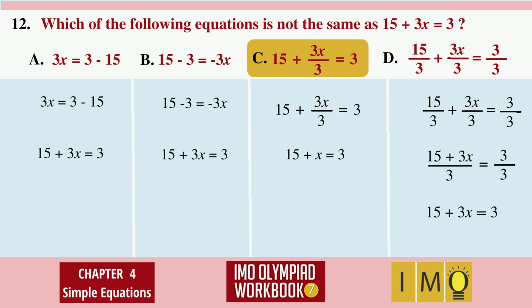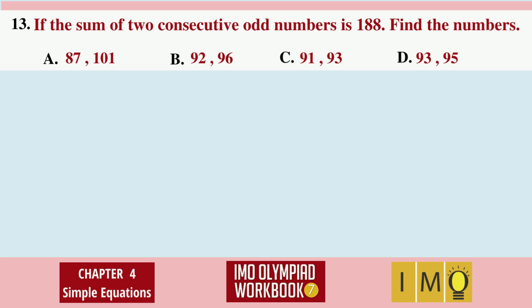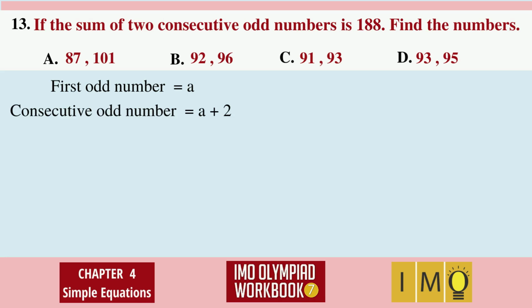Next, question number 13. If the sum of two consecutive odd numbers is 188, find the numbers. So let's consider the first odd number to be a. So the consecutive odd number will be a plus 2. From our question, we have the sum of these two numbers is 188. So a plus a plus 2 is equal to 188.